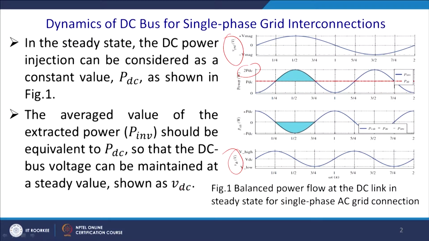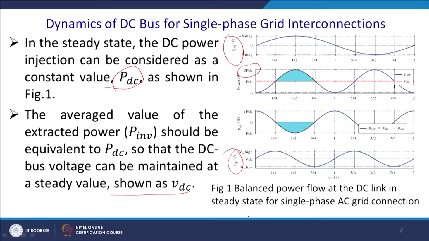So, in the steady state, the DC power injection is considered as a constant value PDC as shown in figure 1. So, this is the red line. The average value of the extracted power P inverter should be equivalent to the PDC, that is the scenario, so that the DC bus voltage can be maintained at a steady state value as shown in VDC.